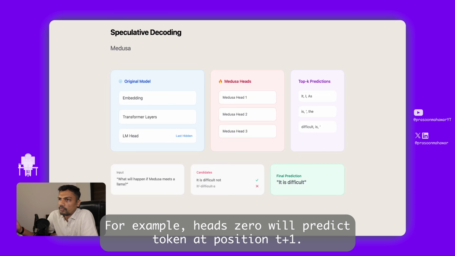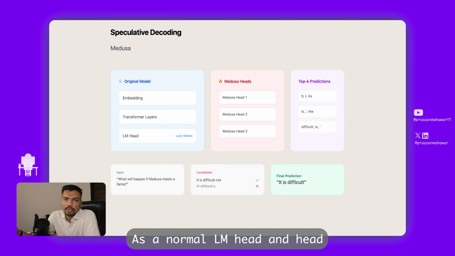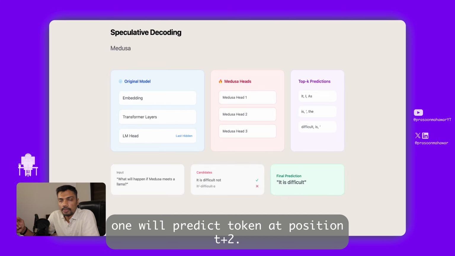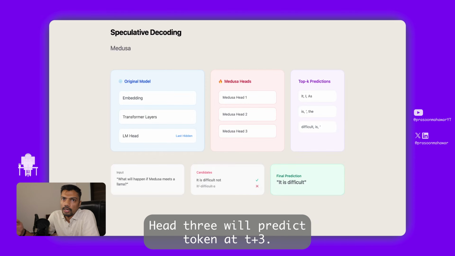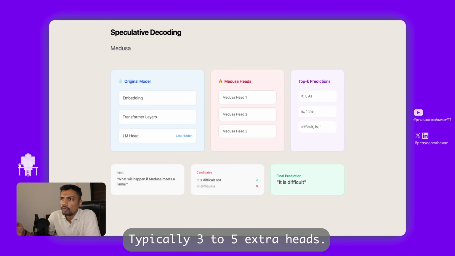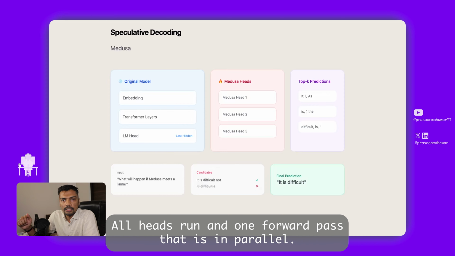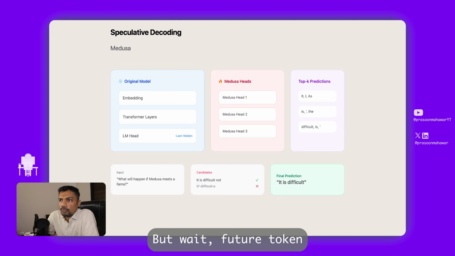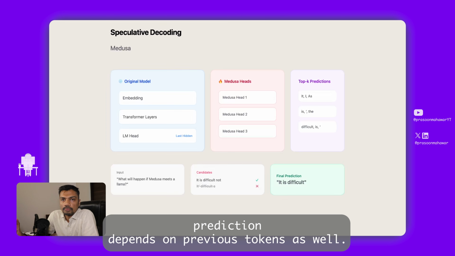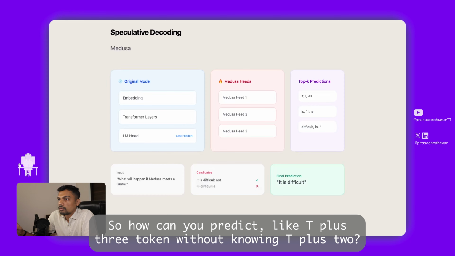For example, head 0 will predict the token at position t plus 1 as a normal LM head, and head 1 will predict the token at position t plus 2, head 3 will predict the token at t plus 3, and so forth. Typically 3 to 5 extra heads. All heads run in one forward pass, that is, in parallel. But wait, future token prediction depends on previous tokens as well. So how can you predict the t plus 3 token without knowing t plus 2?